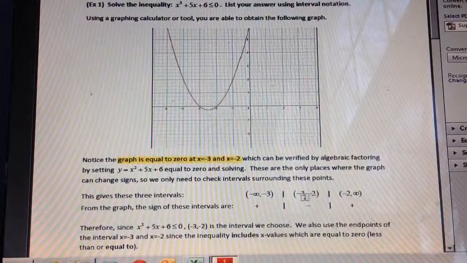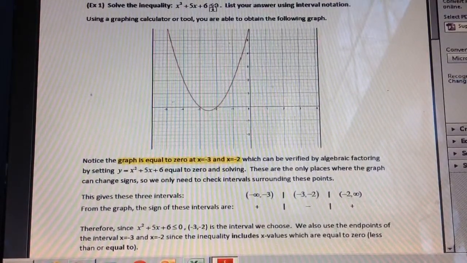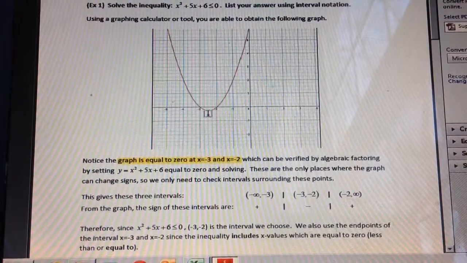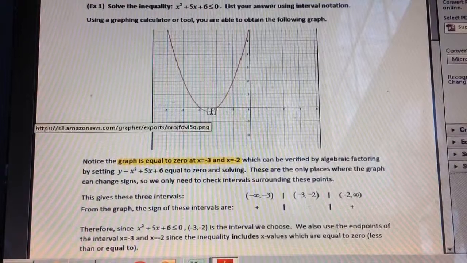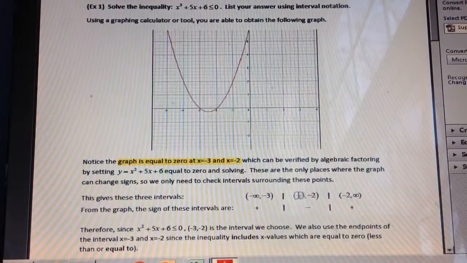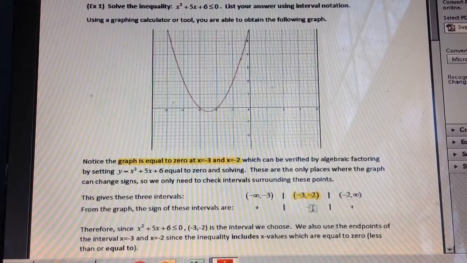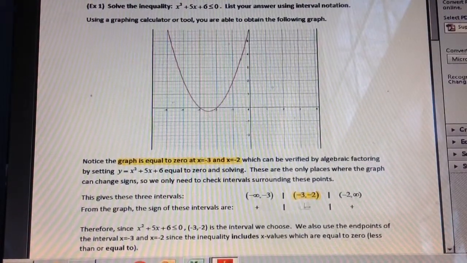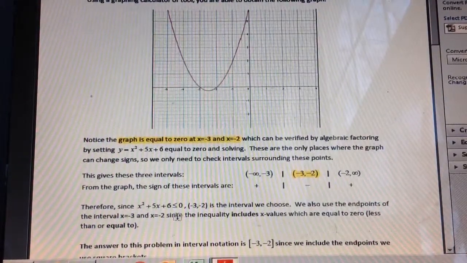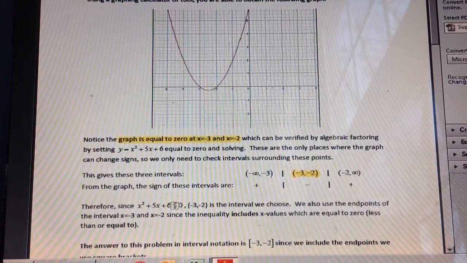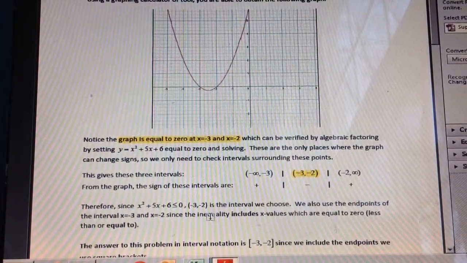So we look and we see we want this to be less than or equal to 0. So we want to find where it's less than 0, and right here between -3 and -2, that's the only place where the function is below the x-axis. So this is the interval we're going to choose, -3 to -2, because that function's negative. Over here and here on the ends it's positive. We also want to choose where it's equal to 0, because we have less than or equal to 0. So we're going to use the -3 and -2. That's exactly where it's equal to 0.